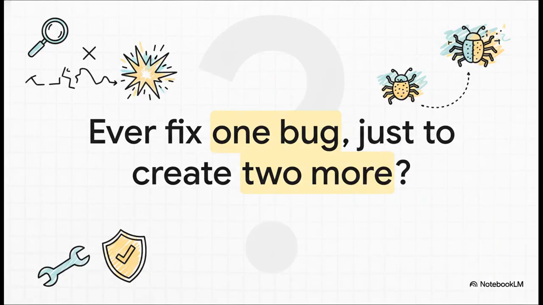You've been there. You find a bug, you come up with a really clever fix, you ship it, and then you get a call. Something totally unrelated that was working perfectly fine is now completely broken. It's this maddening game of whack-a-mole. But what if there was a way to just stop playing?